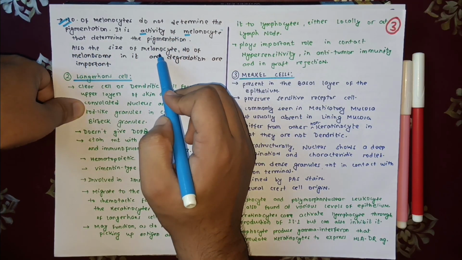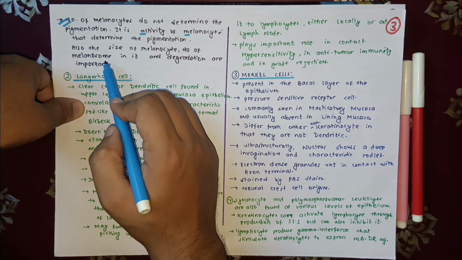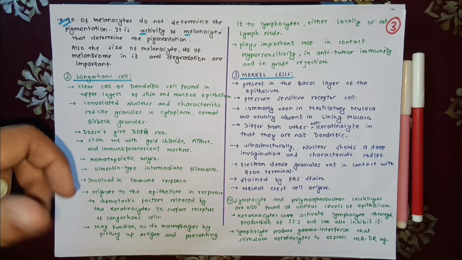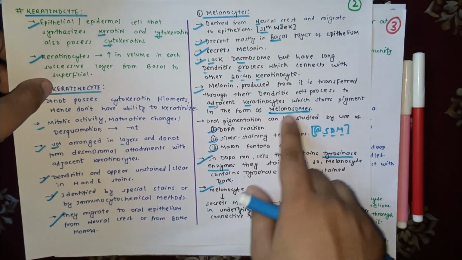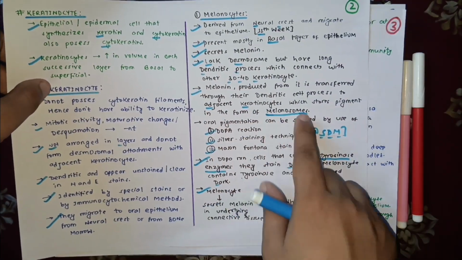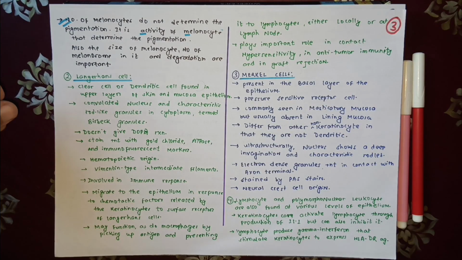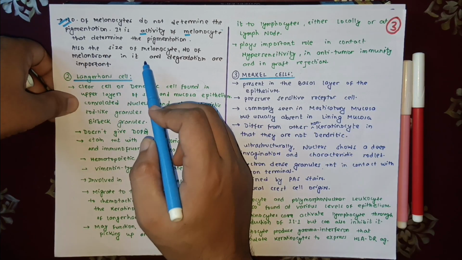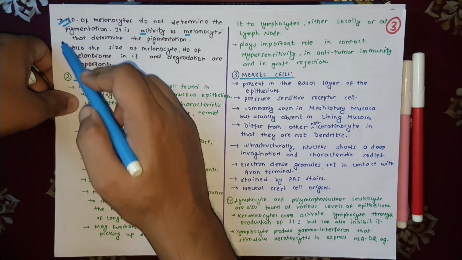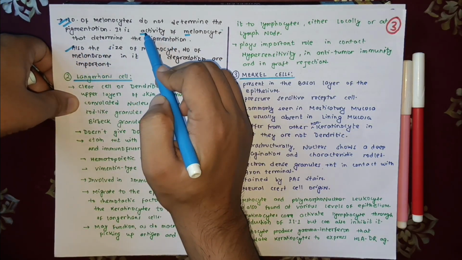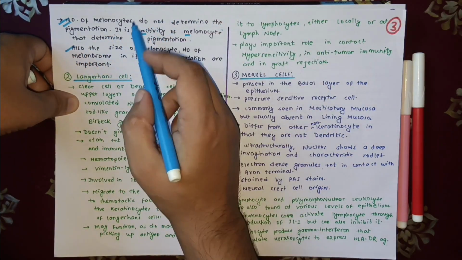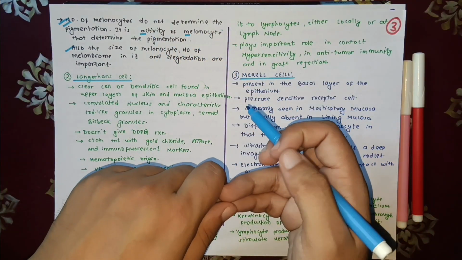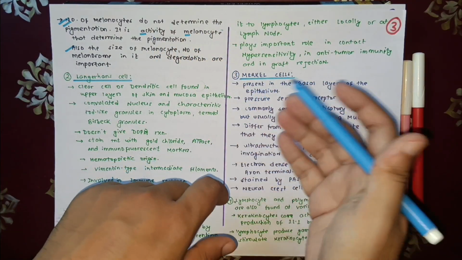Also the size of the melanocyte and the number of melanosomes matter. Melanosomes, as I have told here, store the pigment. Which stores pigment in the form of melanosomes. So melanosomes and their degradation are important. The pigmentation depends upon the activity of the melanocyte, the size of the melanocyte, and the number of melanosomes with their degradation.